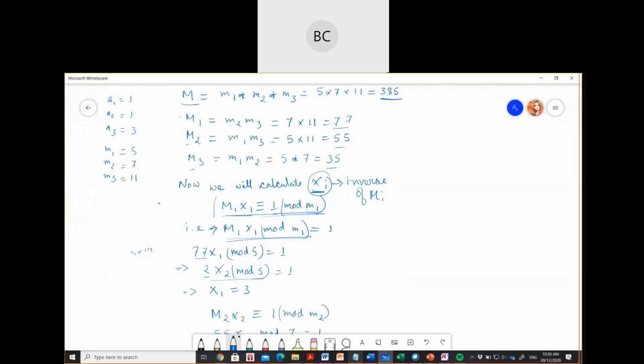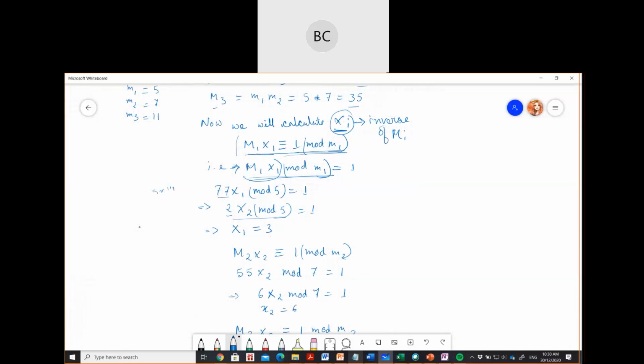This equation we can just simply remodify into this equation. These are equal. M1 x1 congruent to 1 mod m1 is equal to M1 x1 mod m1 equal to 1, means this term divided by m1 is 1. Okay, so first is M1. M is 77, x1 and mod 5. Okay, so in here we need to find an xi in such a way that if we divide that term by 5, we will get remainder 1.